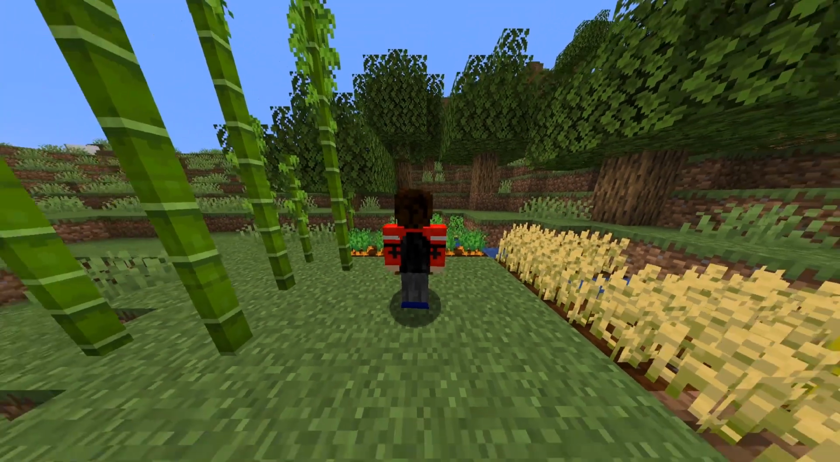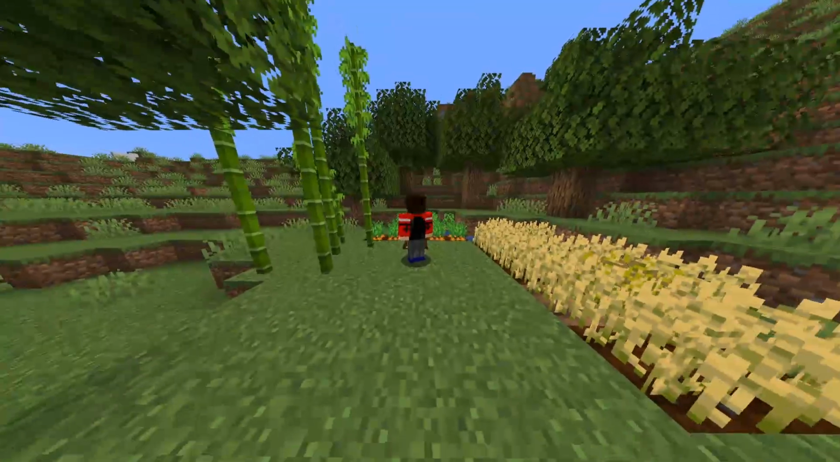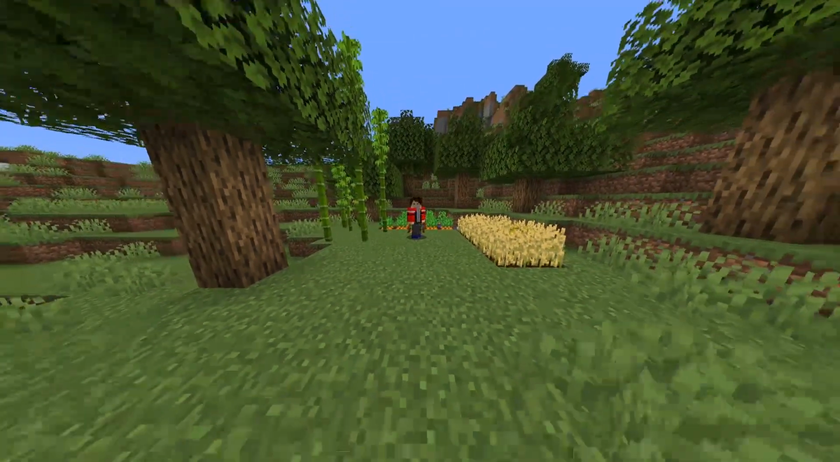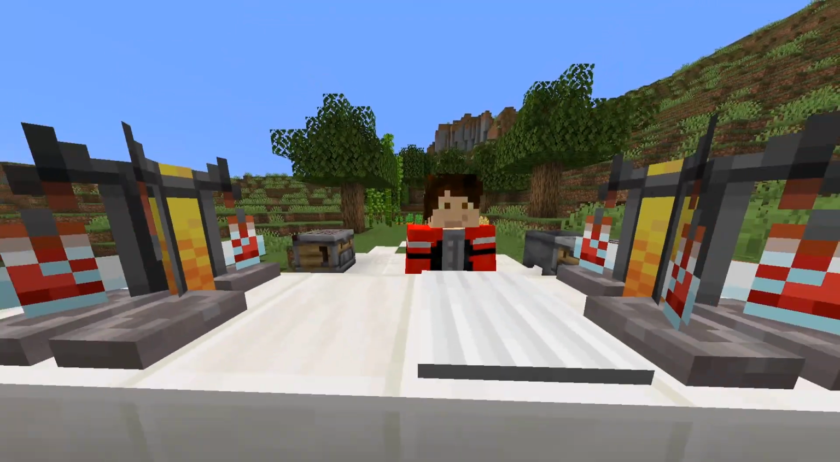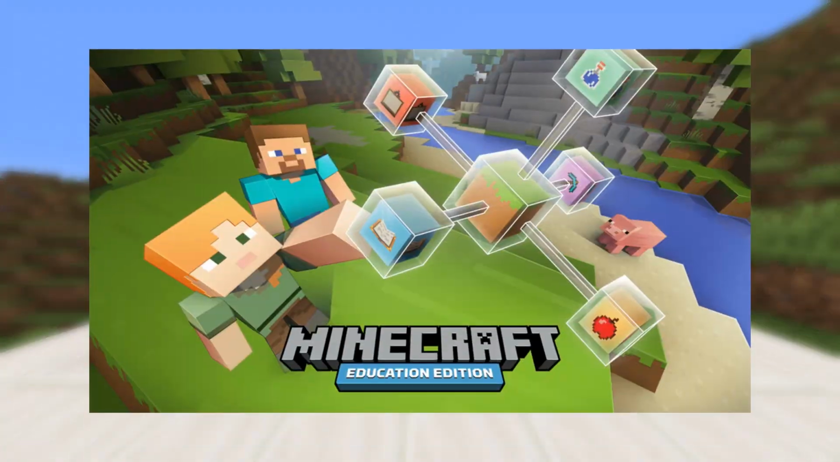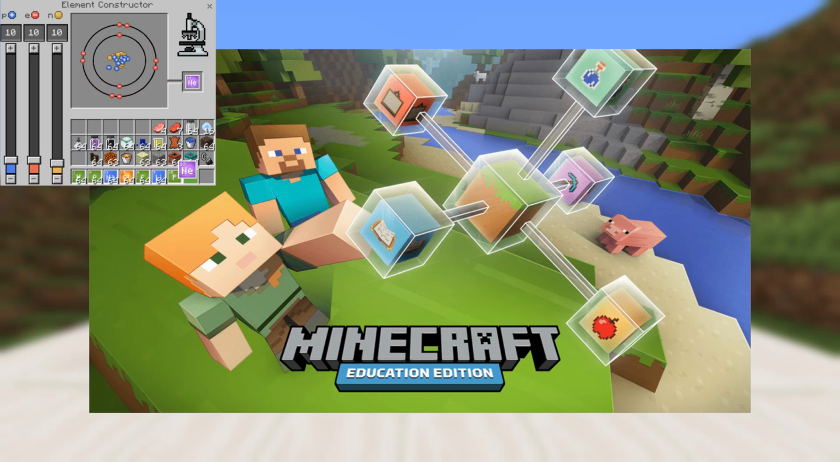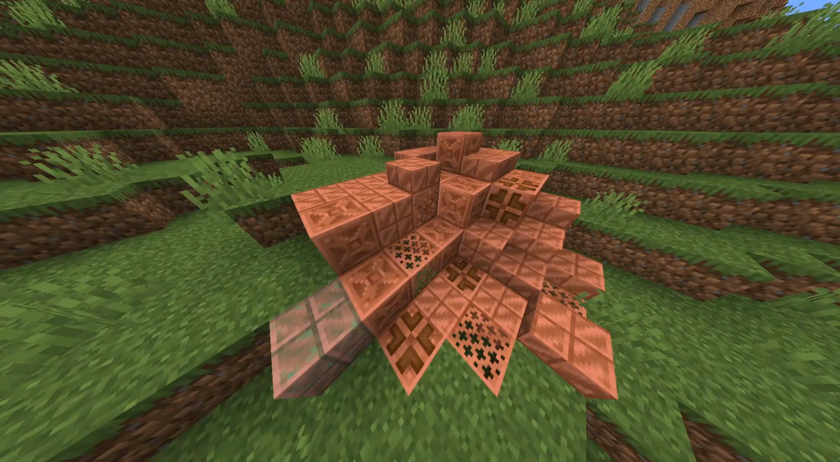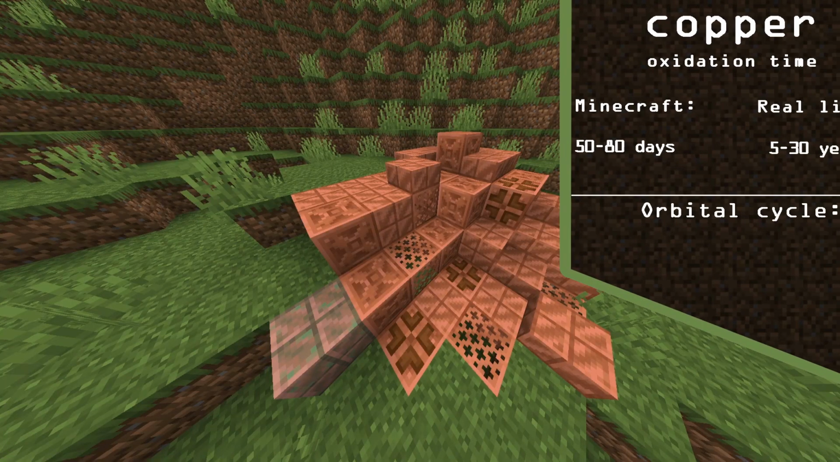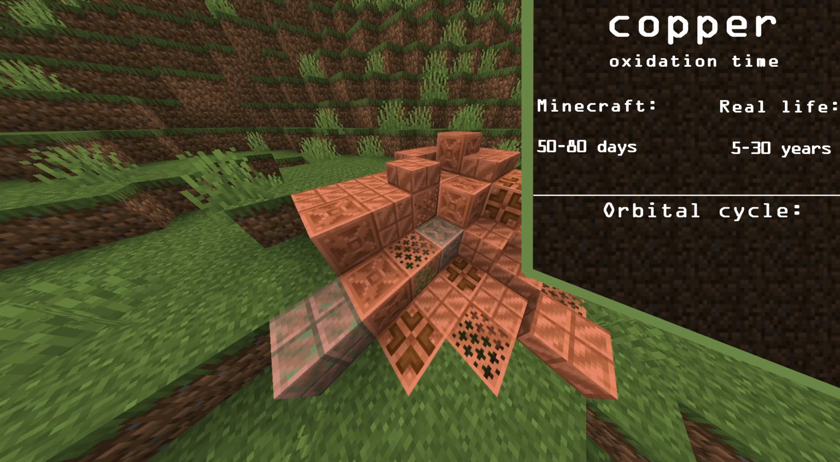Let's look at something much more reliable than pesky plants with their various subspecies and focus on good old reliable chemistry. Now hear me out, I am not gonna be playing with Minecraft Education Edition, but instead I'm gonna look at the regular copper. The process of oxidation of a copper block in Minecraft takes around 50 to 80 Minecraft days, while real copper, depending on the weather conditions and composition, would require between 5 to 30 years.